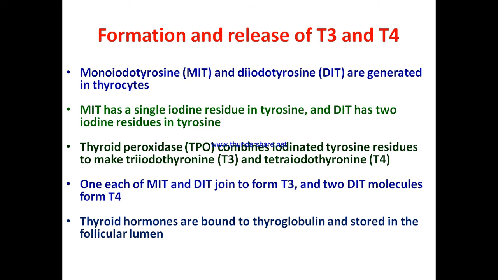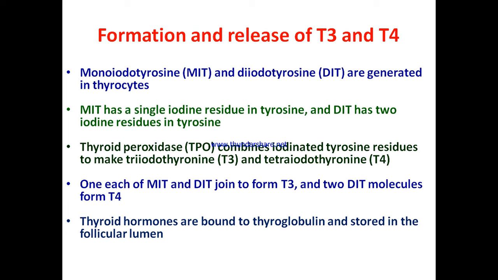Formation and release of T3 and T4. Monoiodotyrosine, that is a tyrosine molecule with one iodine atom, and diiodotyrosine, a tyrosine molecule with two atoms of iodine, are generated in thyrocytes. These molecules have iodine atoms in them. MIT has a single iodine atom. DIT, diiodotyrosine, has two iodine atoms in one molecule.